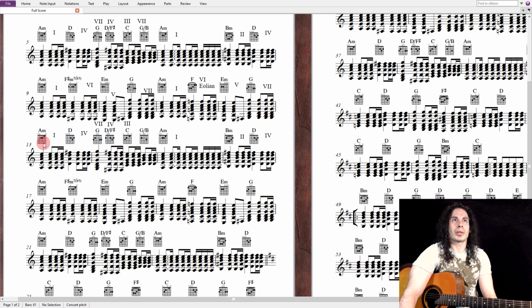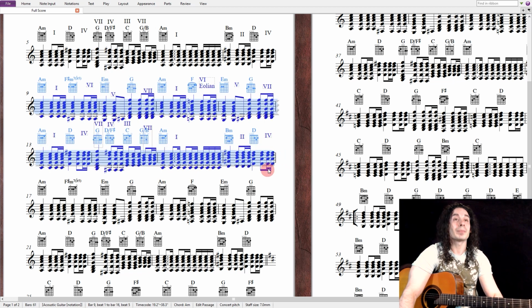So we have A minor is the 1, D major is the 4th, G is the 7th, D over F is the 4th, C is the 3rd, G is the 7th again, A minor is the 1, B minor is the 2, and D major is the 4th. And here it repeats the verse one more time.